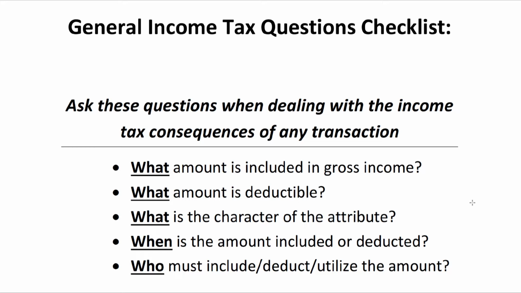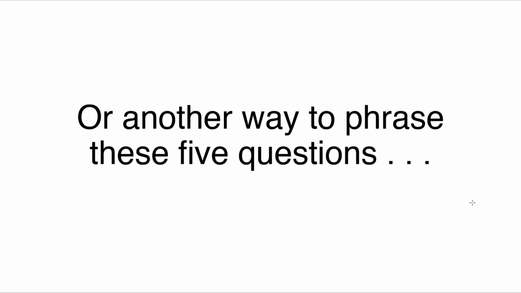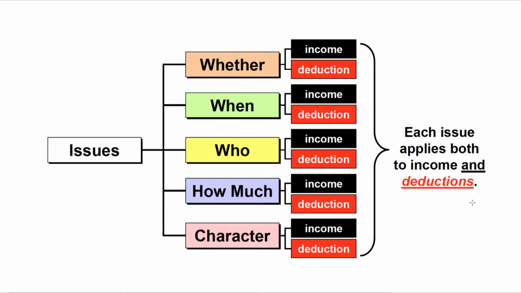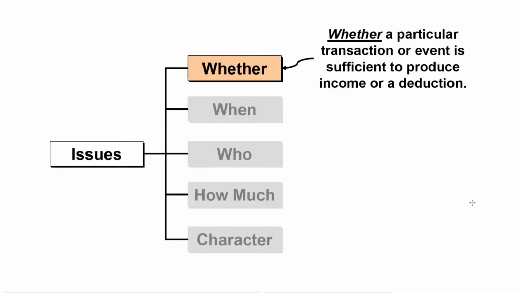So maybe you take these 5 questions, and another way to phrase them is, let's look at whether, when, who, how much, and the character. It takes the 5 questions and categorizes them a different way. So whether deals with whether a particular transaction or event is sufficient to produce income or deduction. That previous slide just showed you that each of these questions deals with income, deductions, credits, all of those things. So whether deals basically with, is there an event that triggers income or deduction? That's kind of like the first thing, the inflows and outflows.